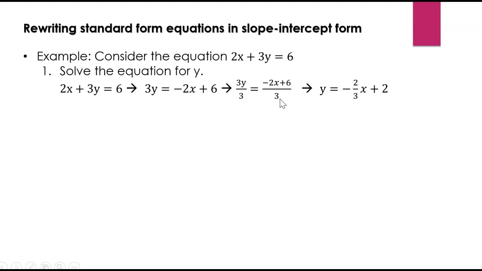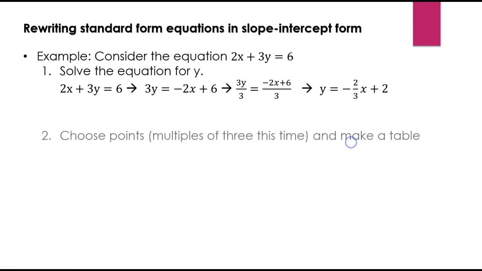Now, we know from our work in previous weeks that we can split this fraction up to get y equals negative 2/3 x, with the minus sign out front, and then 6 divided by 3, which is 2. This equation is now in slope-intercept form, and we can graph this using the methods we've just talked about.